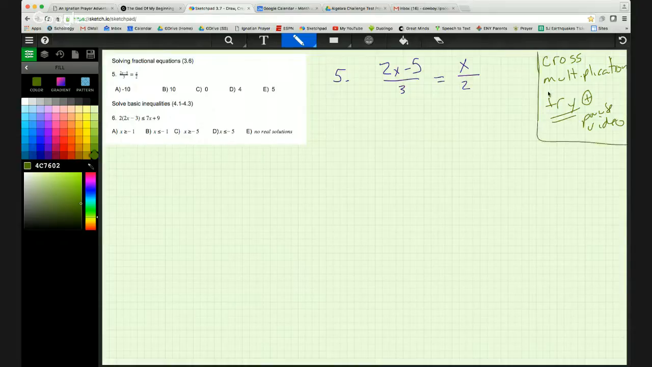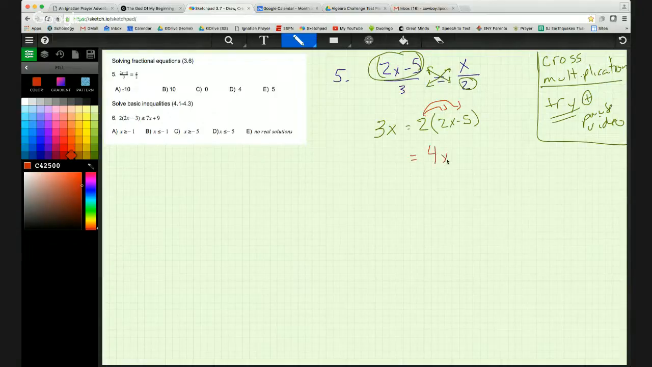Okay, assume you're back. Now to cross multiply, we're going to create an equality by multiplying both sides, top and bottom. So I'm going to multiply the denominator of the left times the numerator on the right, and I'm going to get 3x. And I'm going to multiply the denominator on the left, 2, times the numerator on the left, 2x minus 5. Now realize I'm multiplying by the entire thing, and to do that, I need to use these parentheses. Okay, now I need to do my distribution. And I get 4x minus 10 equals 3x.